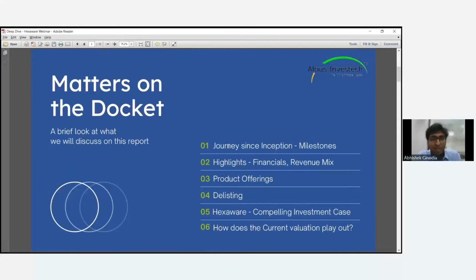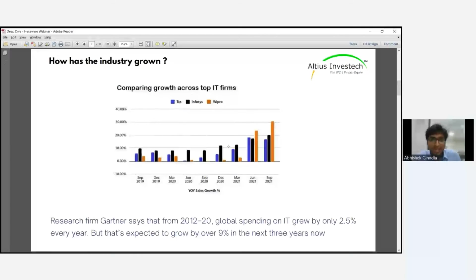Before we get into Hexaware, some thoughts on the IT sector. The IT sector has done phenomenally well in the last couple of years. If you look at the growth of major IT players like TCS, Infy, and Wipro for 2019-2020, they had a fairly slow growth rate. Most of them grew on average by 4 to 5%. Infosys had a growth rate of closer to 10%, but Wipro and TCS both fared around 4 to 5%.